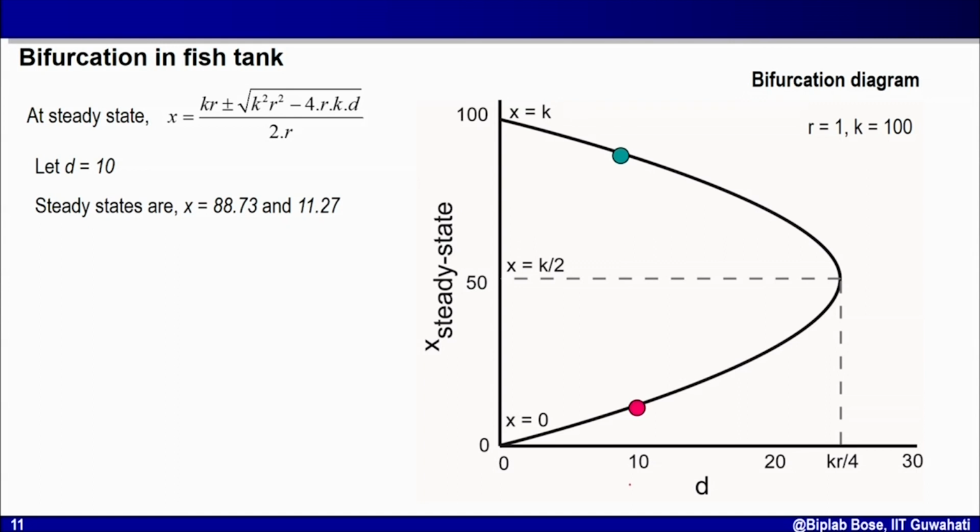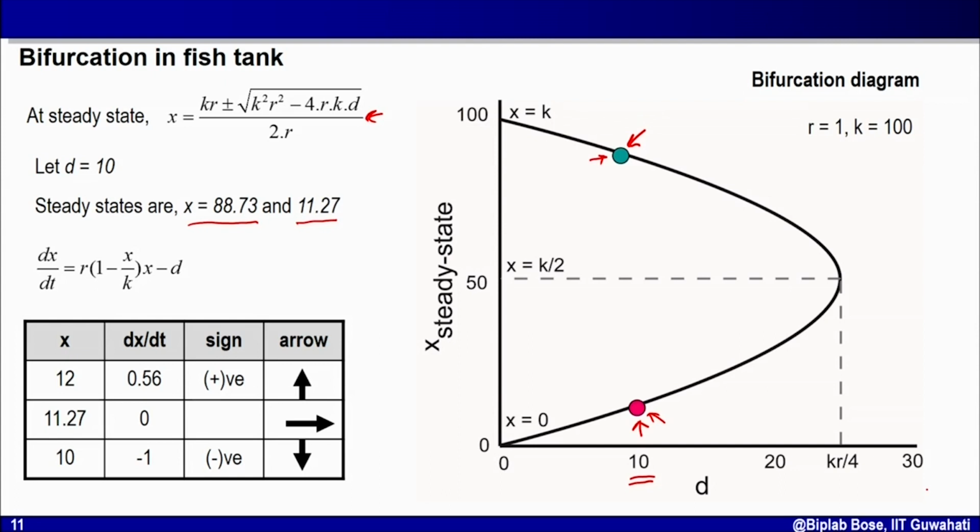So let us take d equal to 10. If d equal to 10, then I have one steady state here, the red dot, and I have another steady state here, the green dot. If you do the calculation using this relationship, I have already done that, x equal to 88.73 is this one, and the other solution is 11.27, this one. So now the question is, these red dot and green dot, which represent the steady states when d equal to 10, are they stable or unstable? So let us do the calculation for that.